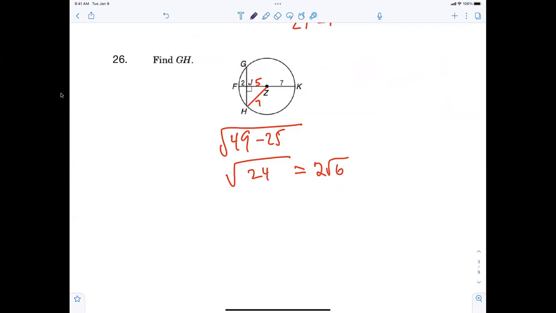Now, I don't think I finished this, right? Because 49 minus 25, but they want GH, correct? So what would GH actually be? 4 radical 6. Anybody have any questions with that?